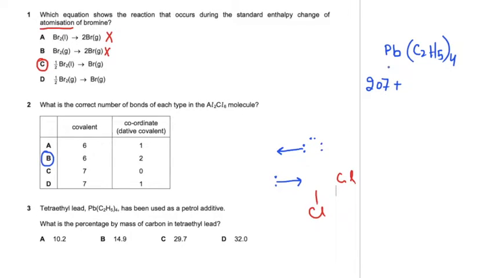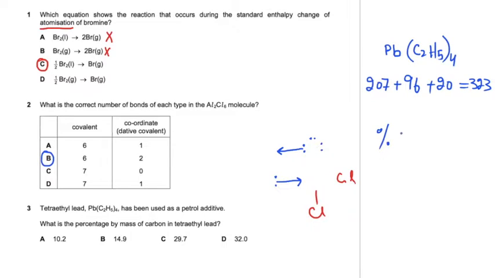So 12 times 8 is 96. The mass of carbon is 96. How many hydrogen atoms? 5 4s are 20, and each hydrogen atom has 1 atomic mass. So overall, the formula mass would be 207 plus 96 plus 20, 323. 323 is the formula mass of tetraethyl lead.